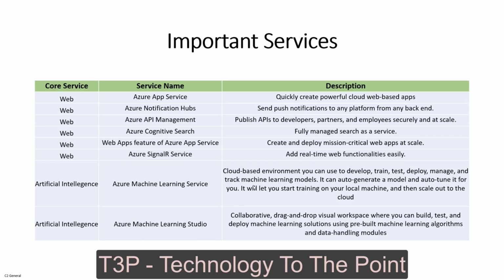After those services, we have a few more, like web services. In the web services, we have Azure App Service, Azure Notification Hubs, Azure API Management, Cognitive Search, the Web Apps feature of Azure App Service, and SignalR Service. Notification Hubs is used for sending notifications to any platform. Then we have Cognitive Search. It is a fully managed search as a service. Then we have Azure App Service, which lets you quickly create powerful cloud-based applications.